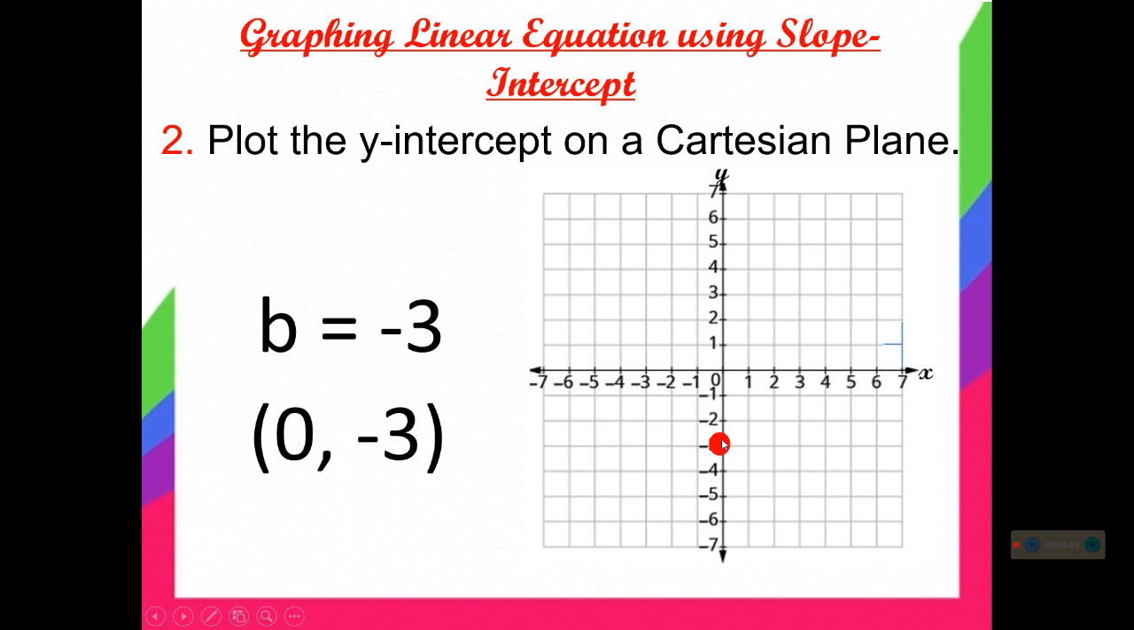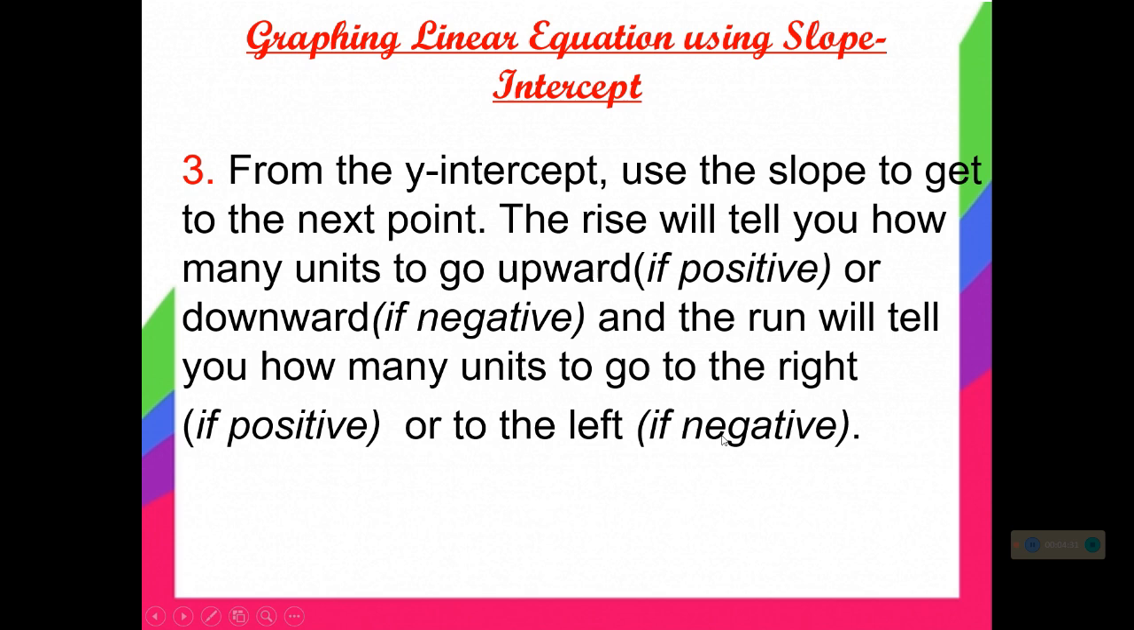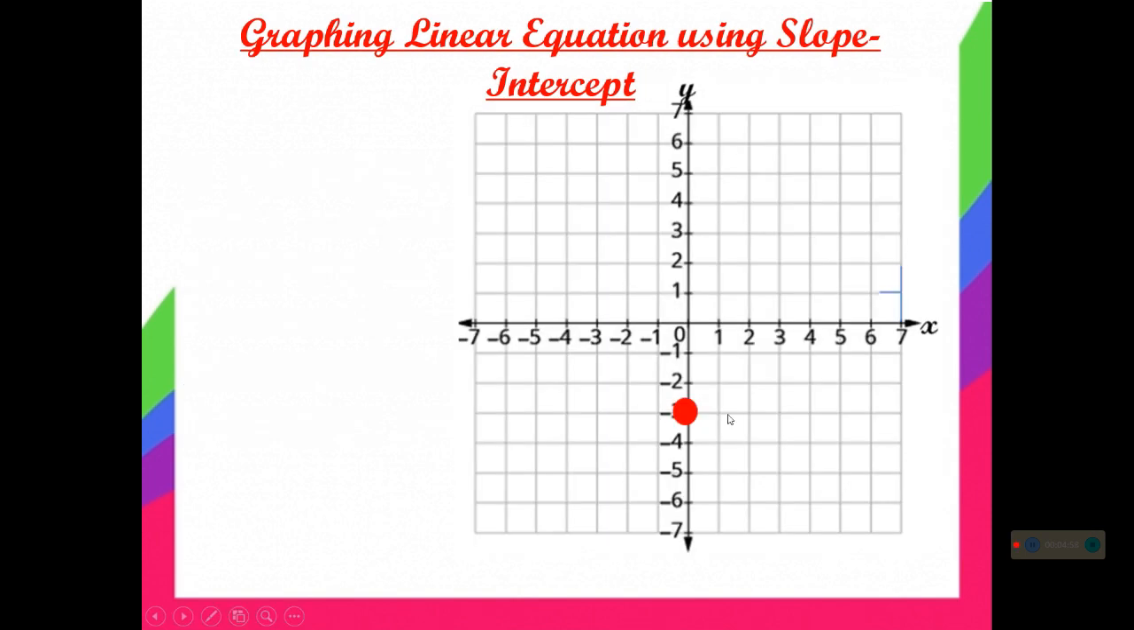And then, the next step, after plotting the y-intercept, from the y-intercept, use the slope to get to the next point. Okay, you are going to use the rise over run. The rise will tell you how many units to go upward if it is positive or downward if negative. And the run will tell you how many units to go to the right if it is positive or to the left if negative. Okay, so how are we going to do this?